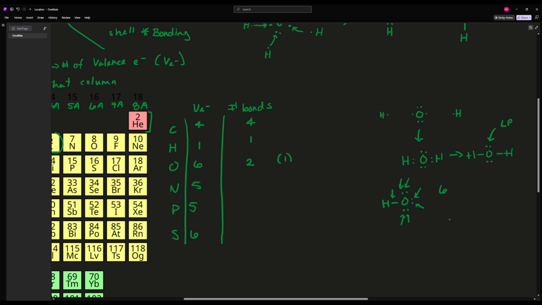So it has 6 valence electrons. It now has 7 electrons surrounding it, yielding us a -1 formal charge. So we would draw it like this. Like that. And this is known as a hydroxide ion. We will learn more about this later.